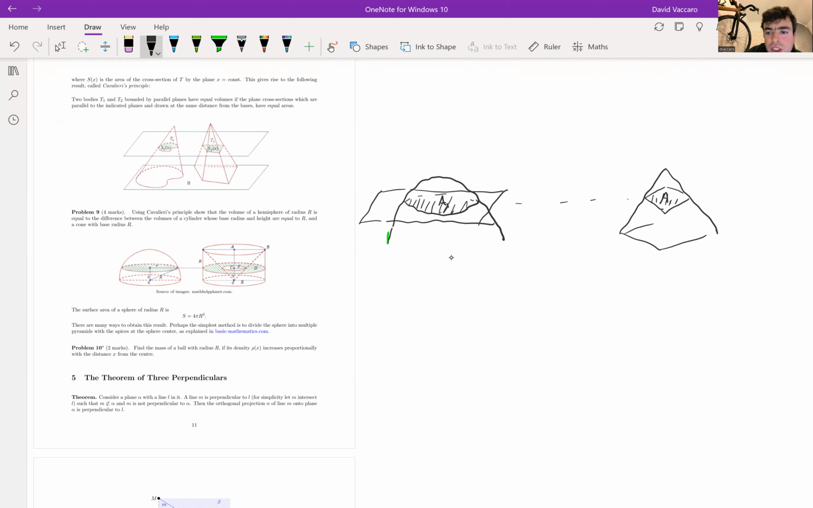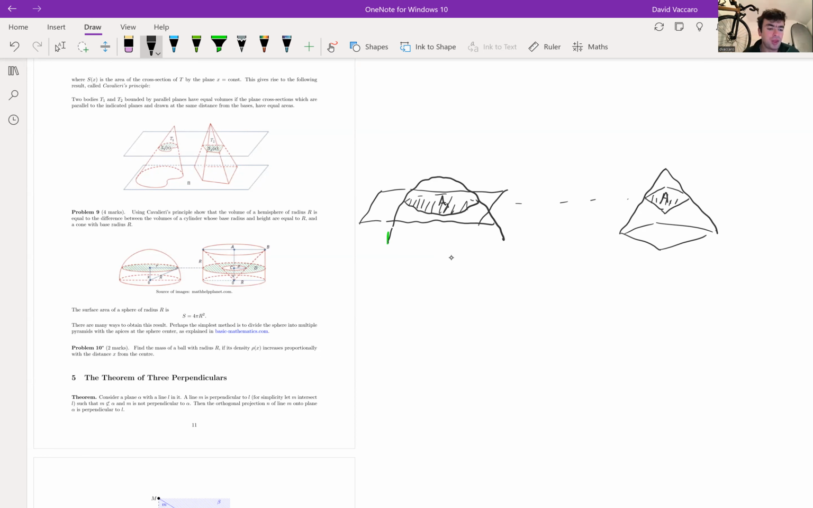Then the intuition is that we have not changed the volume. Okay, because we've just remolded each slice, then we restack them up, and because the area is the same at each level, the overall volume of the shape is the same.